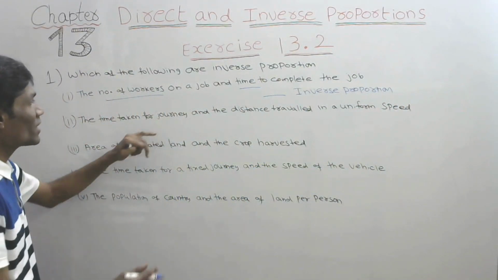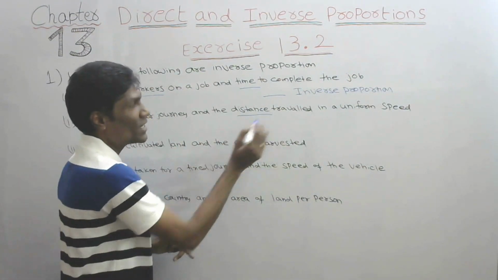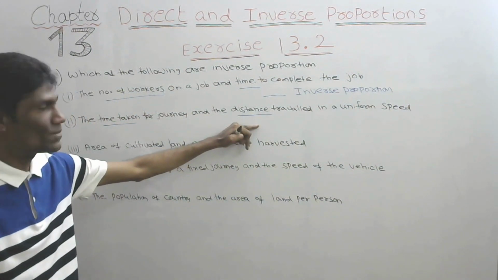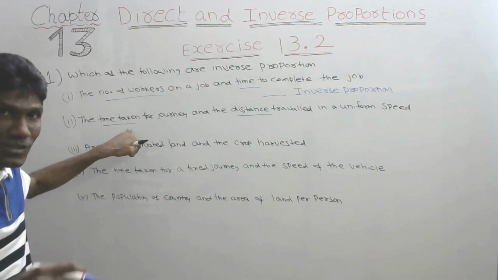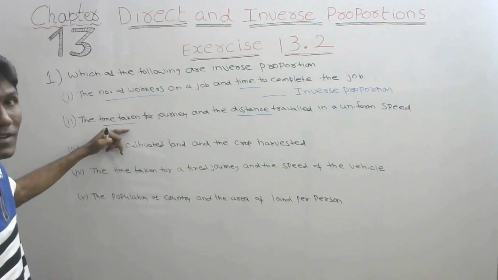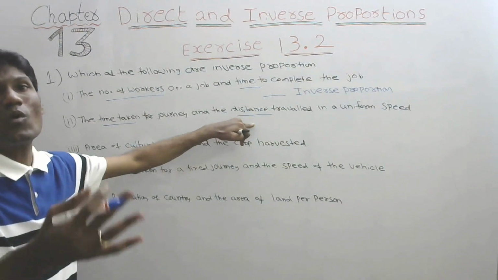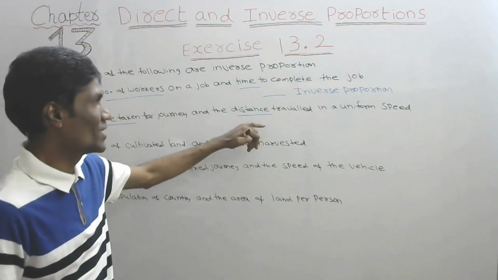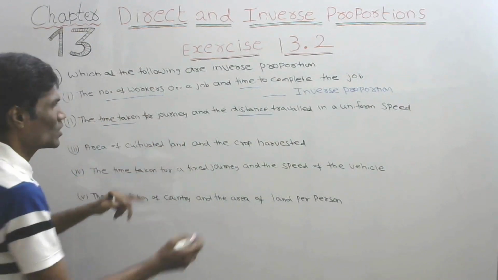Now let us see the second one. The time taken for a journey and the distance traveled at uniform speed. If distance is increased, will time increase or decrease? It will increase. If it is taking more time, then the distance will be more. So if one is increasing, the other is also increasing. So that is direct proportion, not inverse proportion. So this is no.